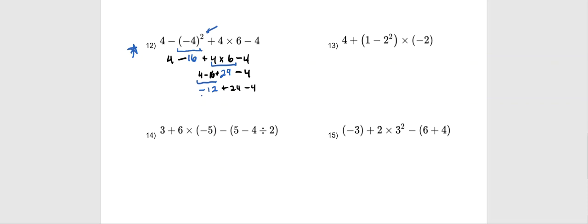Continuing left to right, I know that -12 plus 24 is 12, which I will subtract 4 from. And once I am done, I should get an answer or an outcome of 8. So that is making sure we stay true to order of operations.